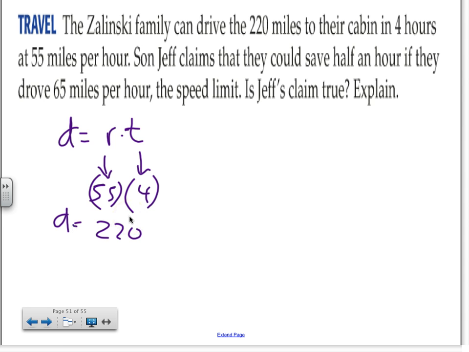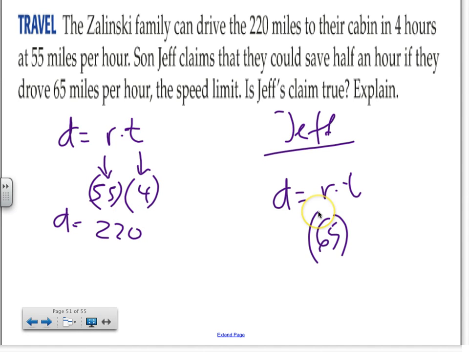Now let's verify Jeff's claim. Jeff said that if you drive, we're still using the same exact formula. If you drive at what speed? 65. So what do you replace that with? Replace that by the rate. So 65, and what about distance? Do we have distance? Yeah. 220. Why are you using the same value? Because it's always the same. Because they're both going to the same place.